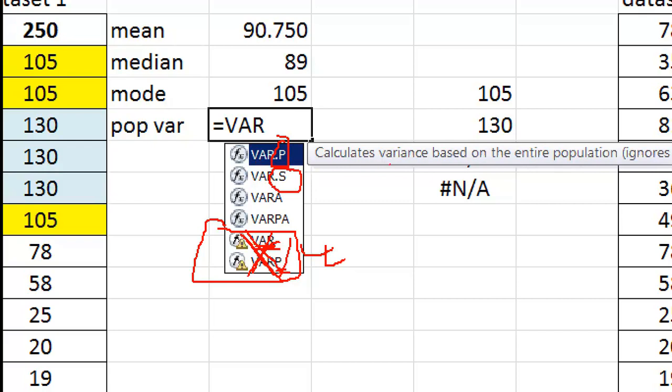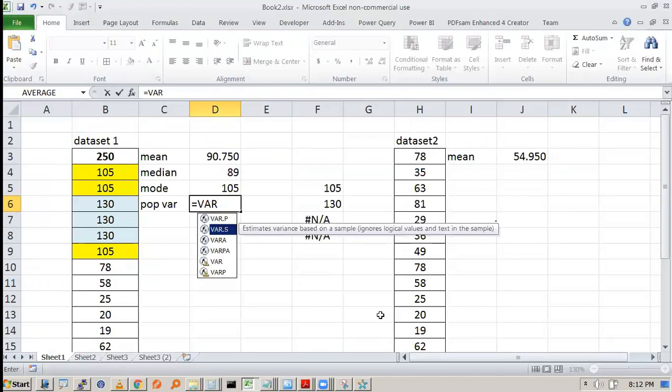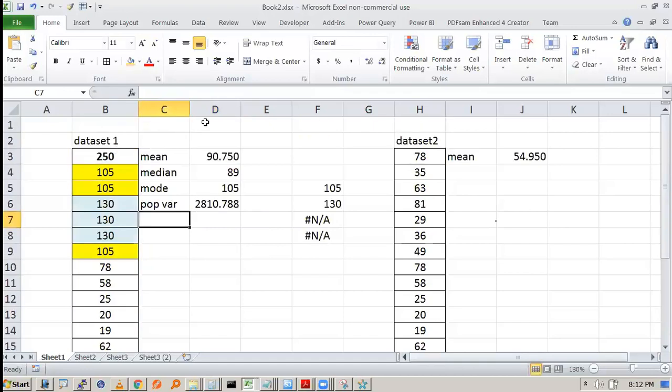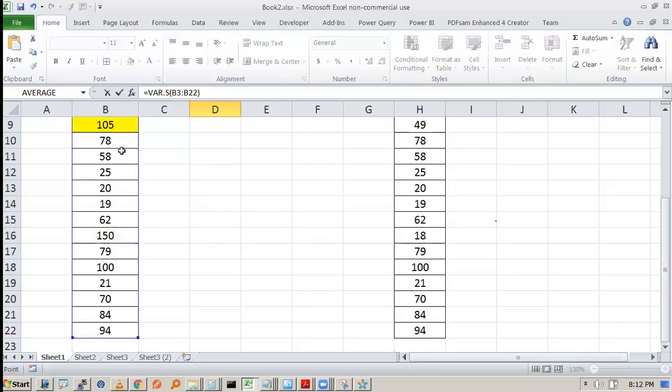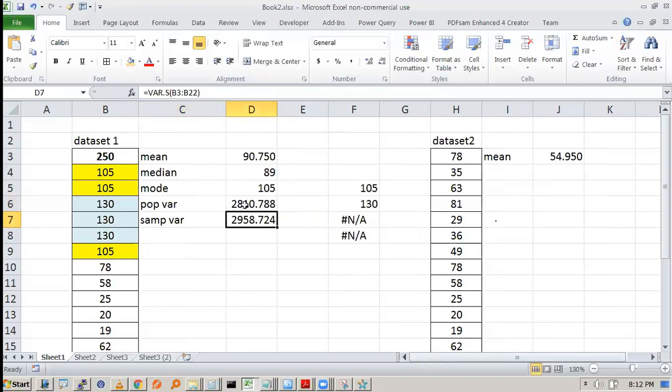So see, VAR.P calculates the variance on the entire population, and VAR.S estimates variance based on a sample. If I compute the population variance, I can select this number, and I got the population variance. If I want the sample variance, I will do VAR.S and select the entire thing. So always remember, sample variance will always be greater than the population variance.